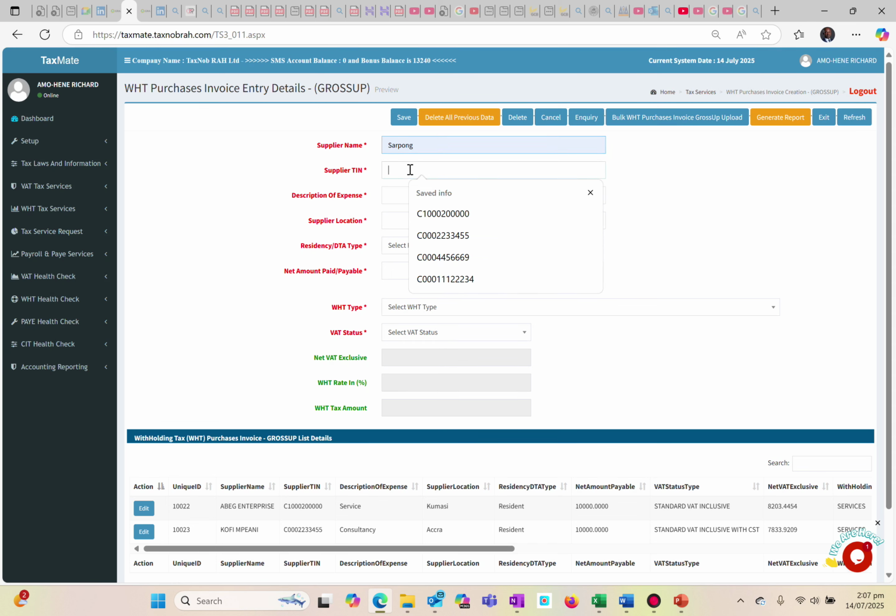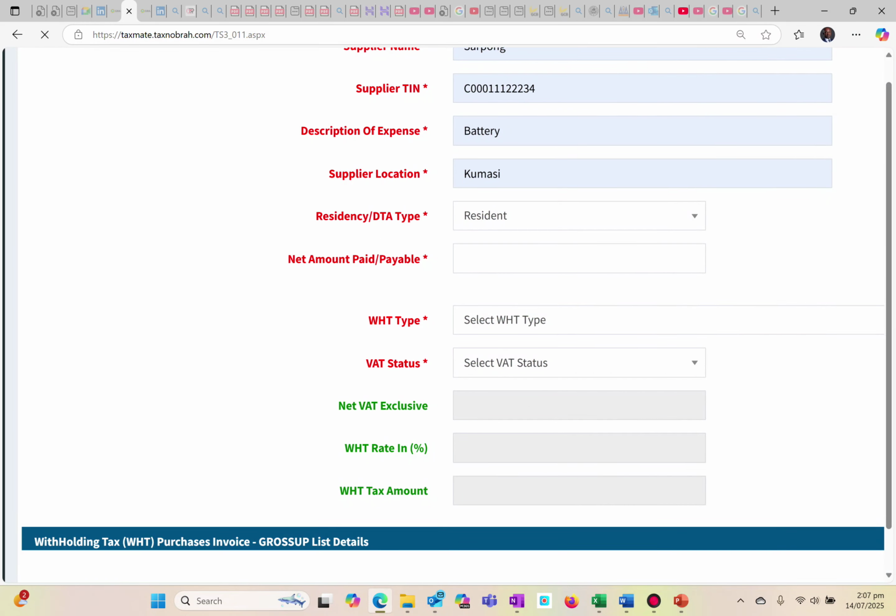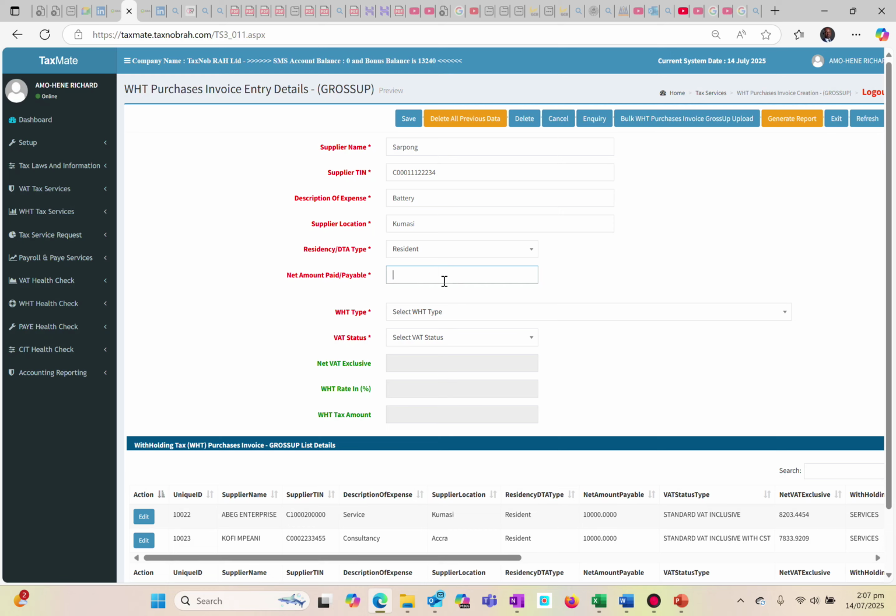We bought it from Sapon, the 10, and description. Let's say it's battery. Some battery will be good. And then you bought it from Kumasi again. Residency is still resident, and let's put in the same 10,000.